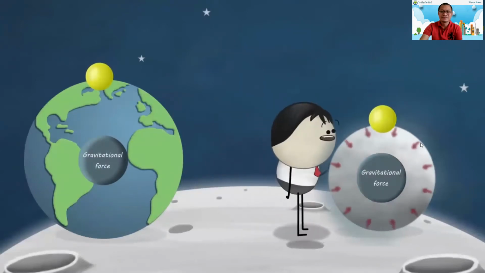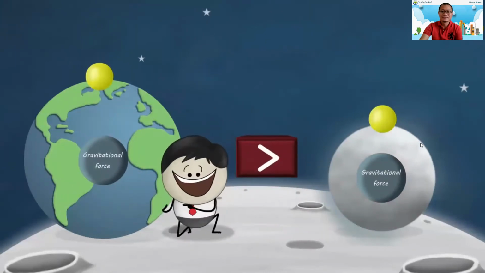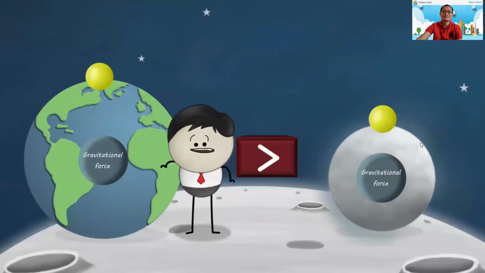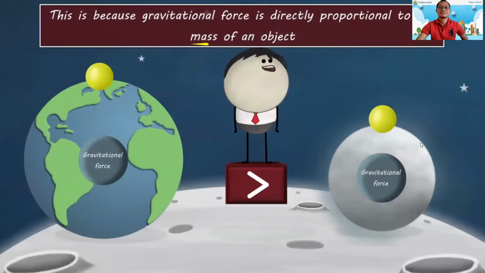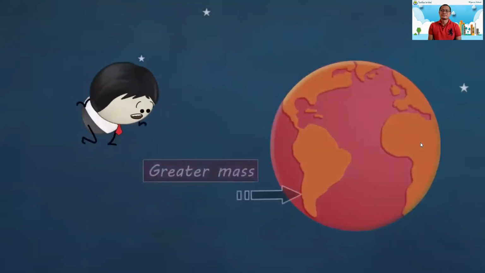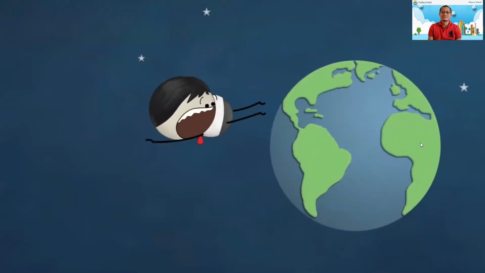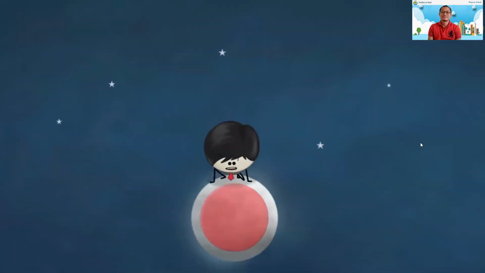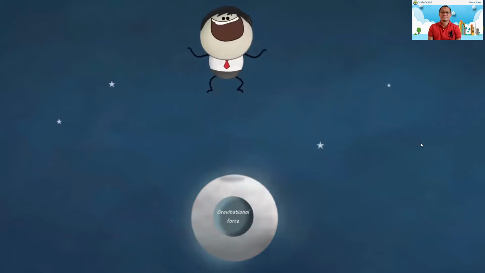So, does this mean that the moon exerts less gravitational force than the Earth? Bingo. You are right. But do you know why? This is because gravitational force is directly proportional to the mass of an object. Greater the mass, greater will be the gravitational force exerted by it, and thus, more will be our weight. As the moon has lesser mass than the Earth, it has a weaker gravitational pull, and hence, we weigh less on the moon. All right, so that's it.